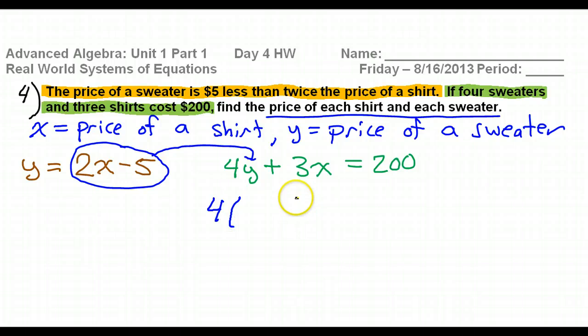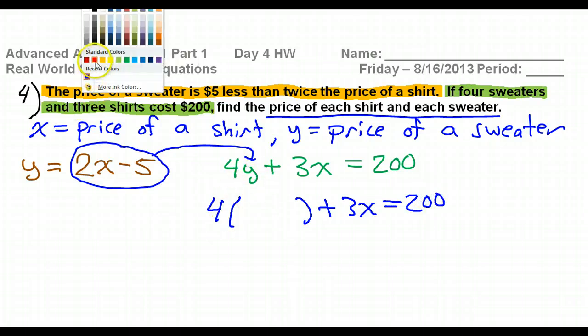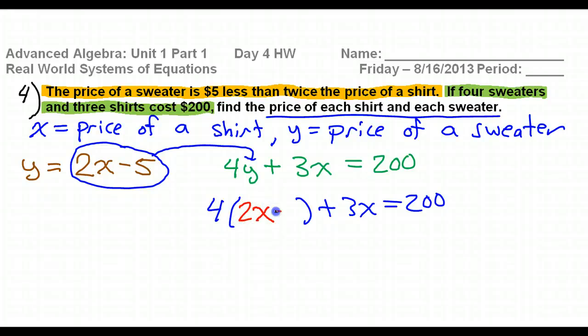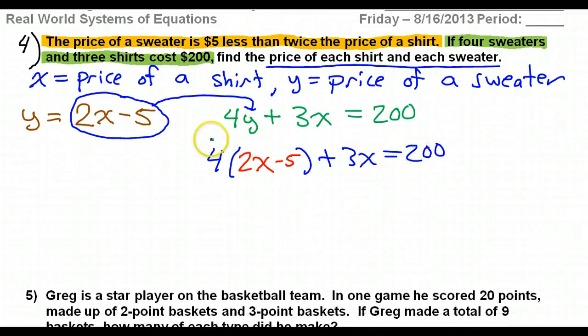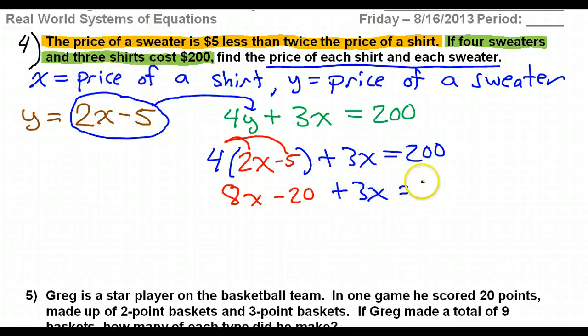4 times parentheses plus 3x equals 200. Always use parentheses when you do your substitution. 2x minus 5. Okay, so there you go. Time to do a little distributive property, like you do. So that's going to be 8x minus 20. And that's going to be plus 3x equals 200.